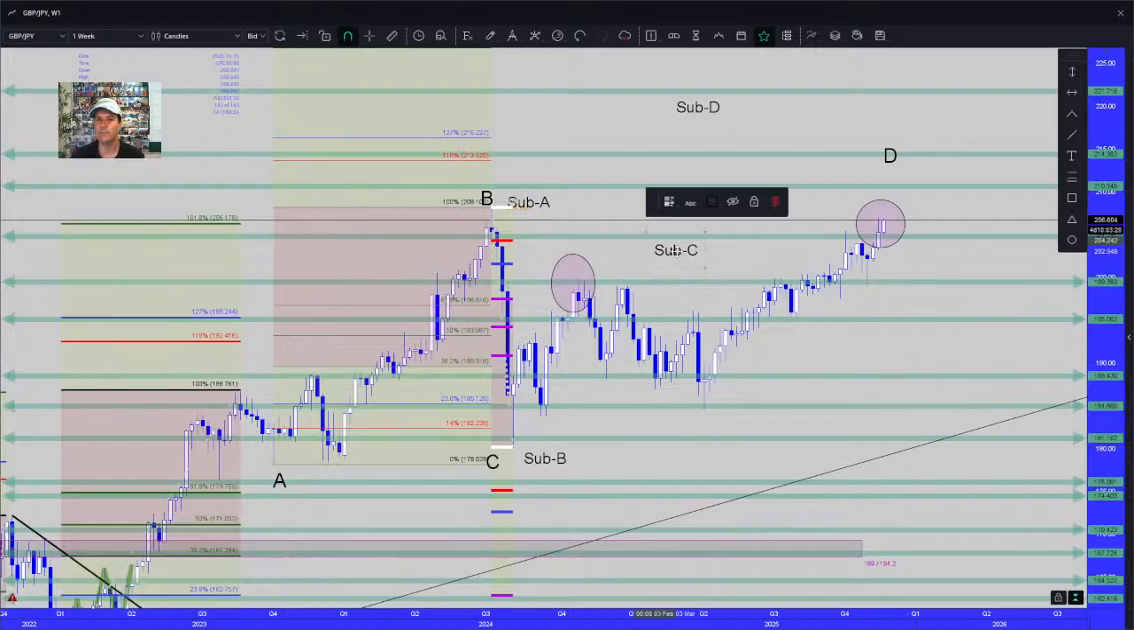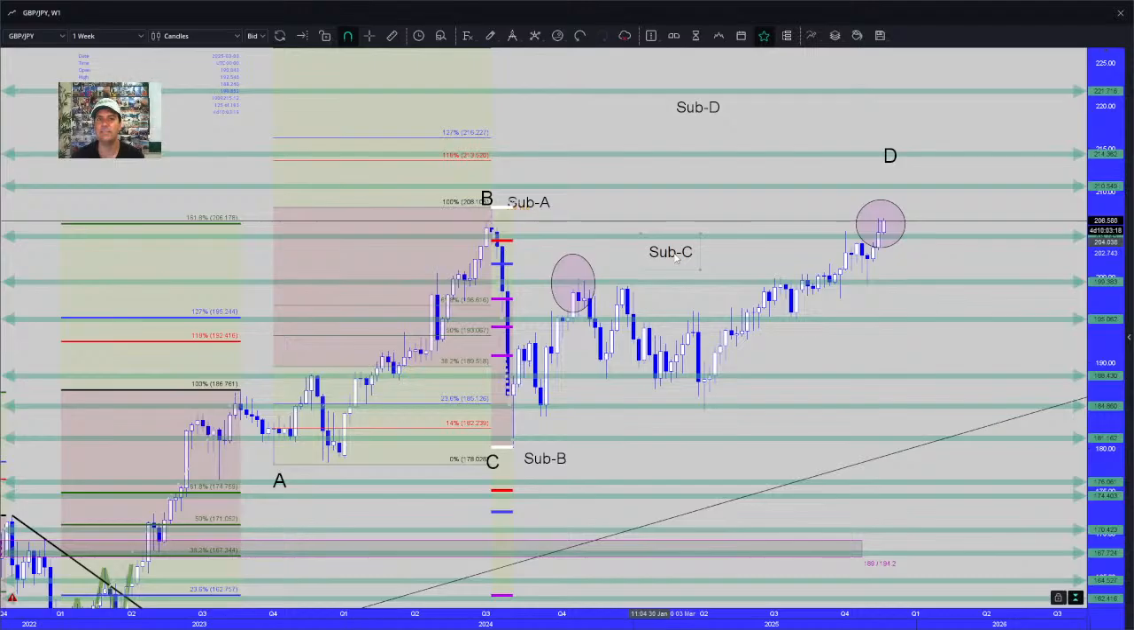Everybody, which one is the sub C? Which one is the highest point inside the sub A, sub B boundary after the B, before the market hits the sub D, which is down here, right? Sub D extension.